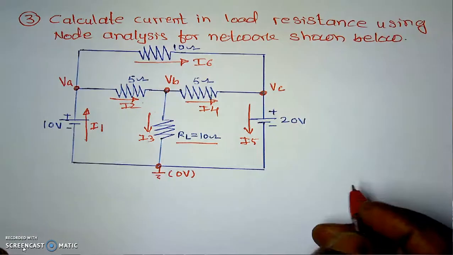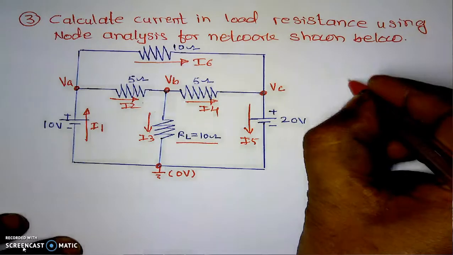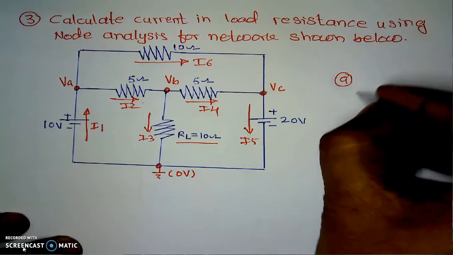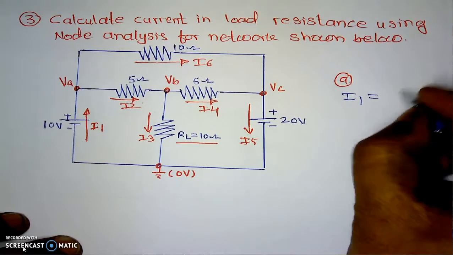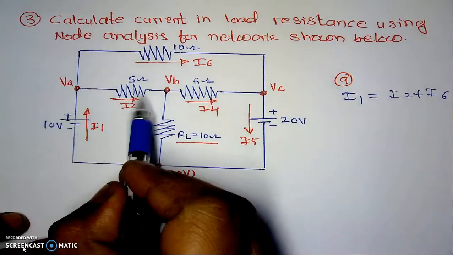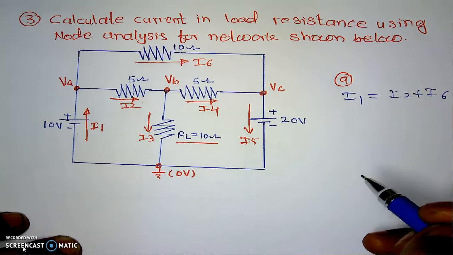I6. Now in this case we have to apply KCL to each node and prepare the equations and so on. But this is a little different from other problems. If we apply KCL at node A, its equation will be something like this: I1 is equal to I2 plus I6, because I1 is the incoming current, I2 is outgoing, and I6 is also outgoing. As per KCL, incoming currents are equal to outgoing currents. I1 is incoming, and I2 and I6 are outgoing currents.